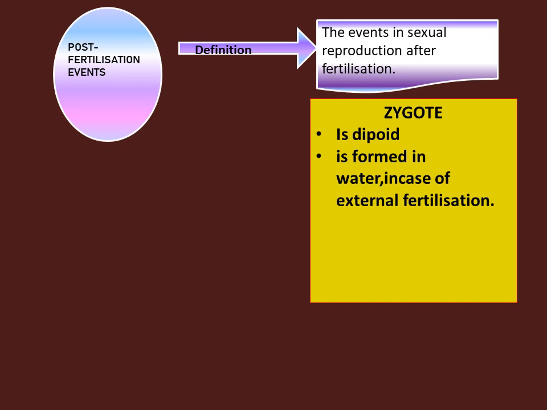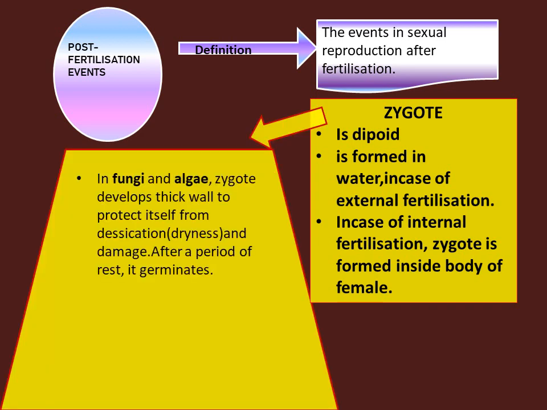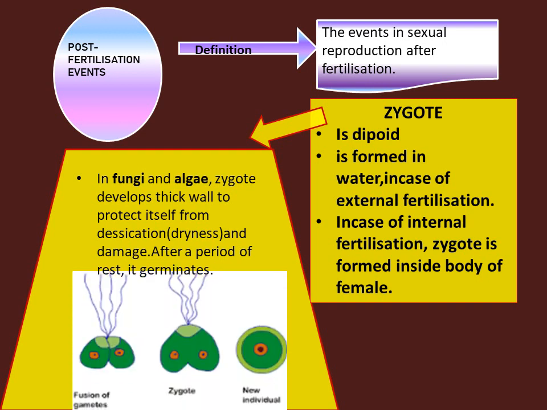It is formed in water in case of external fertilization. In case of internal fertilization, the zygote is formed inside the body of the female. In fungi and algae, zygote develops a thick wall to protect itself from desiccation and damage. After a period of rest, it germinates. You can refer to the picture, the fusion of gametes forming zygote and then the new individual.